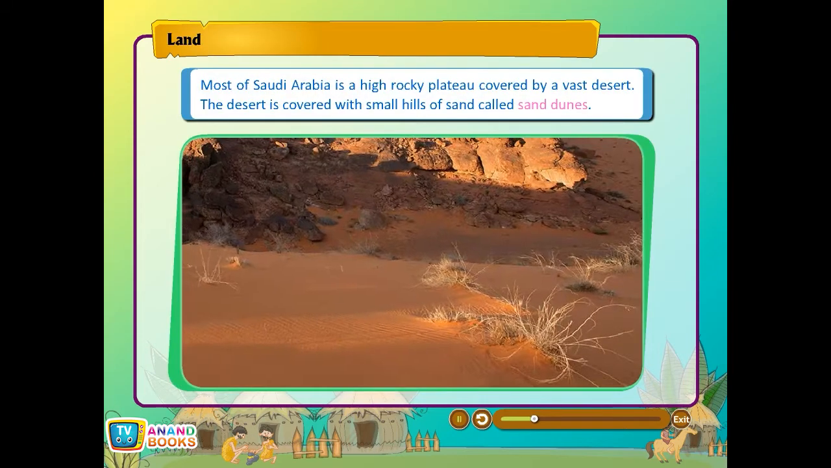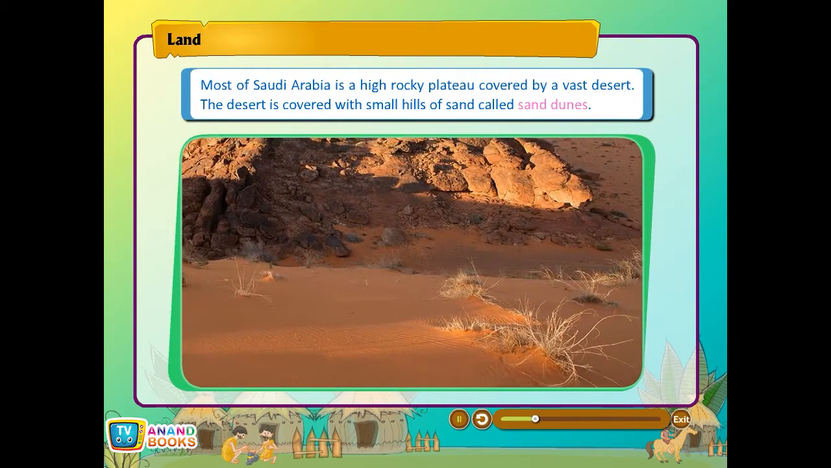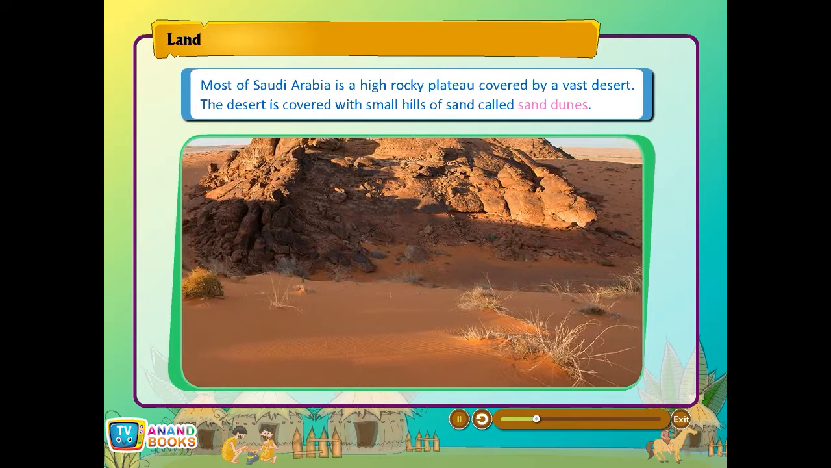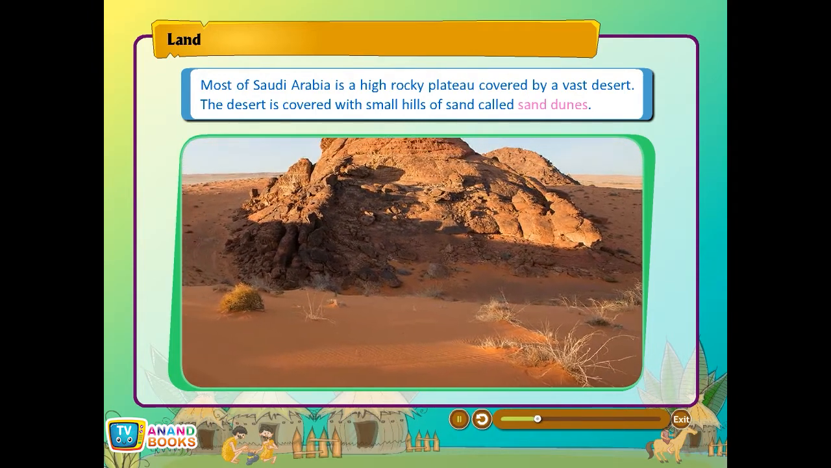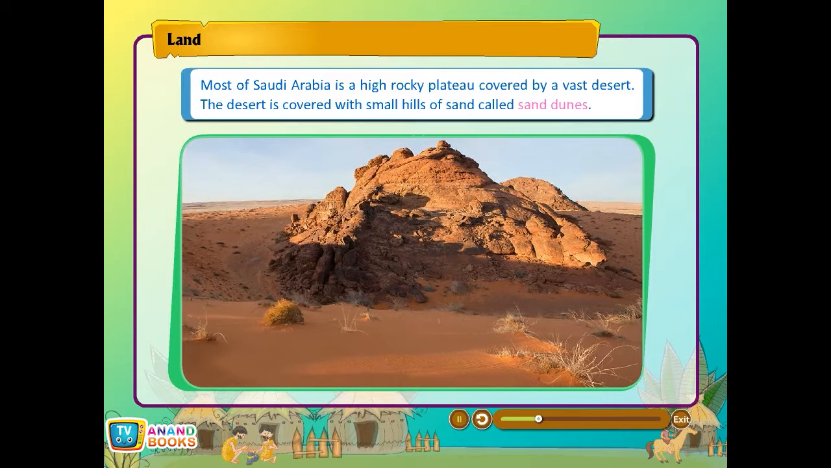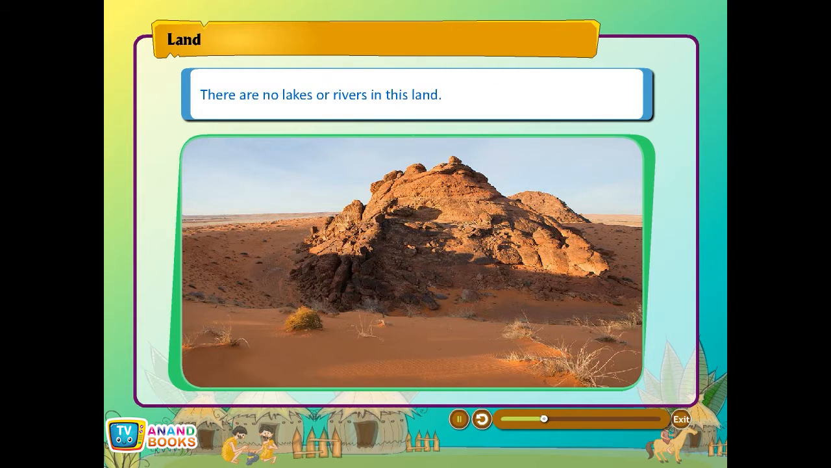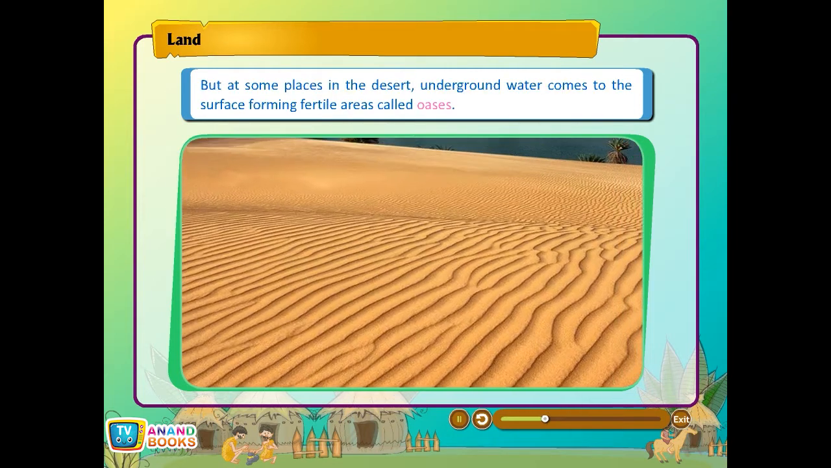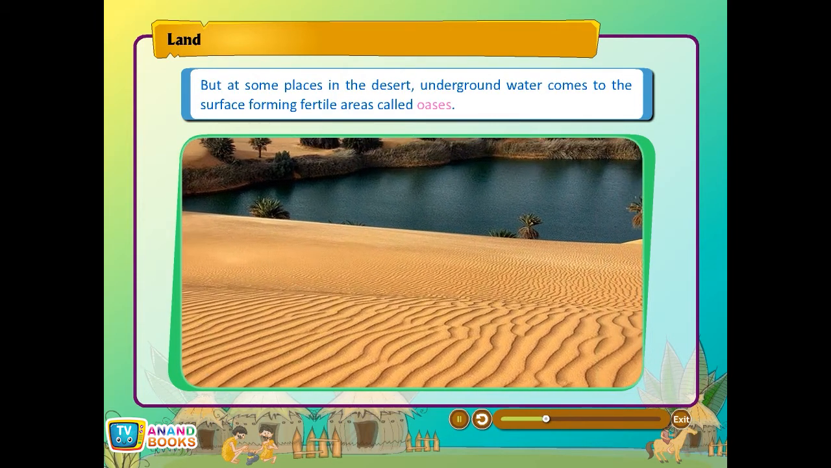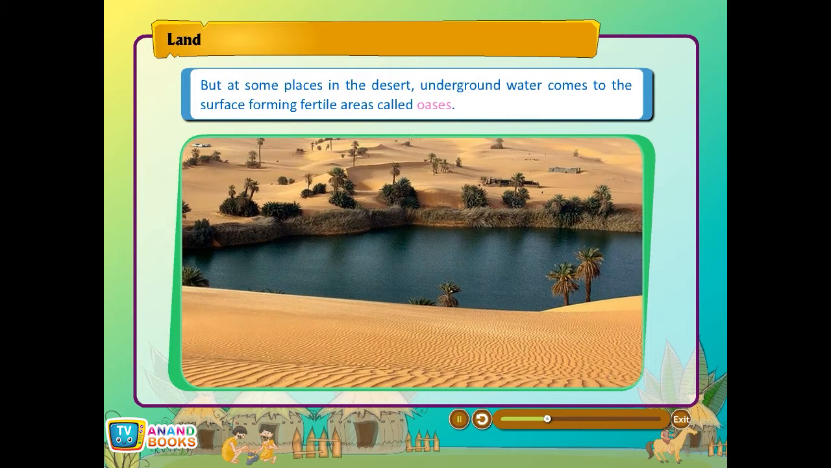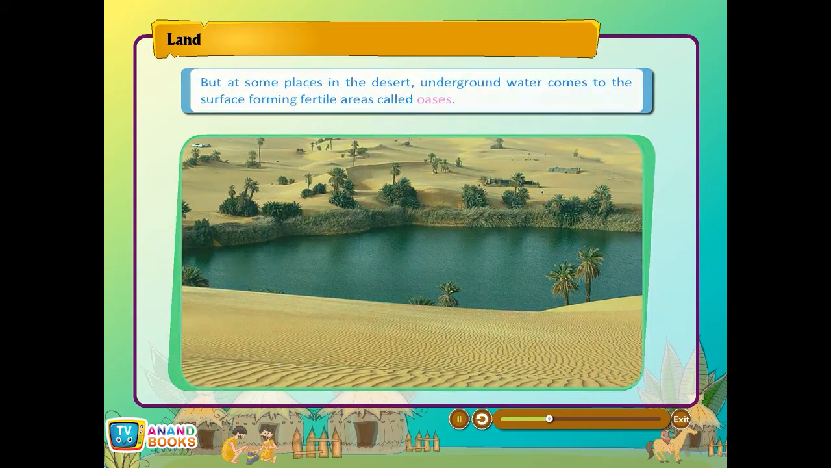Land. Most of Saudi Arabia is a high rocky plateau covered by a vast desert. The desert is covered with small hills of sand called sand dunes. Strong winds and dust storms keep blowing and shifting these sand dunes from one place to another. There are no lakes or rivers in this land, but at some places in the desert, underground water comes to the surface, forming fertile areas called oases.